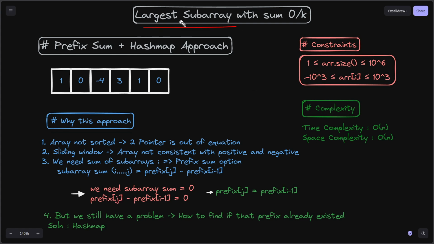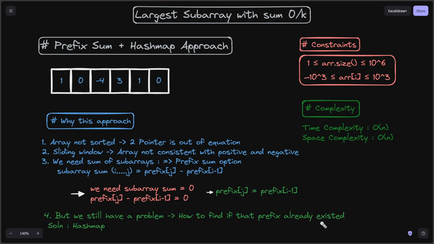In this question, we need the subarrays with sum 0. Hence, we'll need prefix of j minus prefix of i minus 1 equal to 0. After rearrangement, prefix of j is equal to prefix of i minus 1. So, in turn, I have to store the older prefix in some place, and I have to access it so that I can calculate how many elements were between these two prefixes. So the main problem now is, how do I find that the prefix already existed?